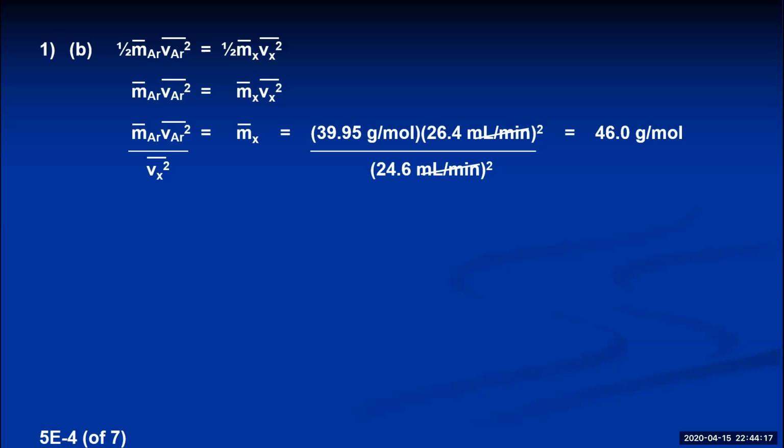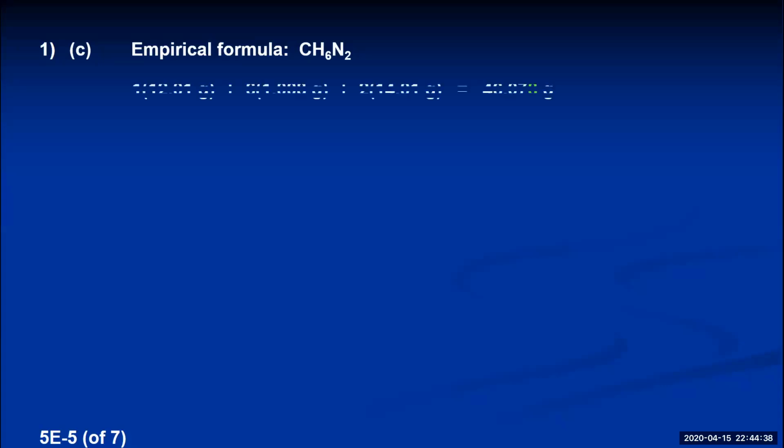The molar mass of the gas or the compound must be 46.0 grams per mole. Part C, determine the molecular formula of the compound. So now that we know its empirical formula and we know its true molar mass, the next step is to calculate the molar mass of the empirical formula. So if the empirical formula is CH6N2, I'm going to add up the mass of 1 mole of carbon, 6 moles of hydrogen, 2 moles of nitrogen, and that comes out to be about 46.08 grams.